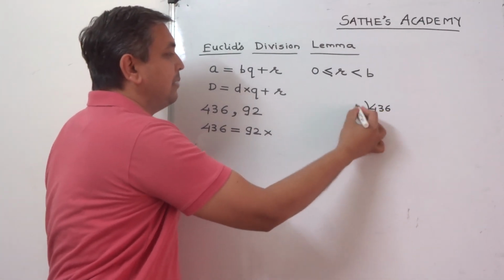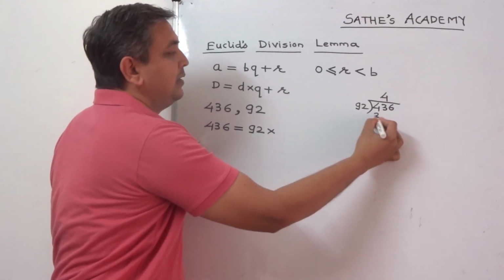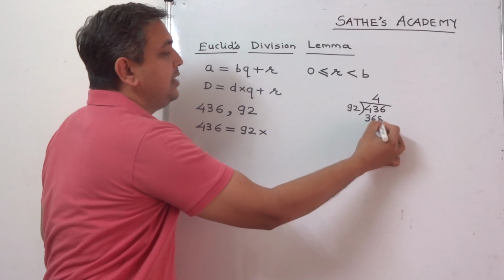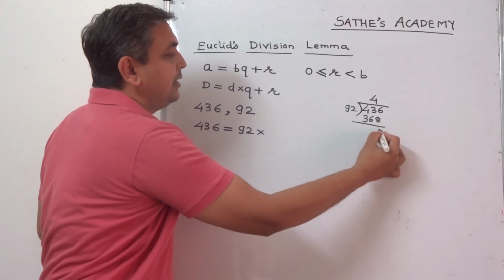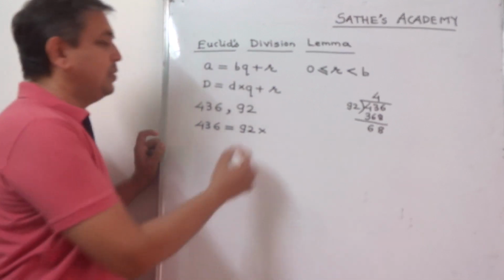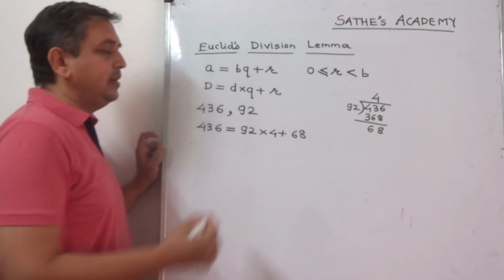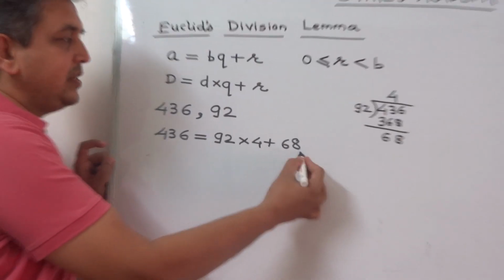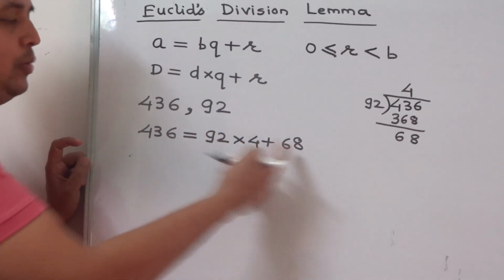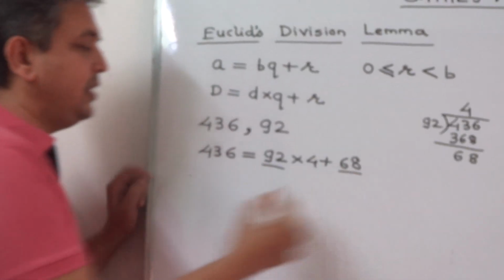436 by 92. 92 fours are 368. When we subtract, we get 68. So 436 equals 92 into 4 plus 68. 92, 68. These are two new numbers which we use in the next step.